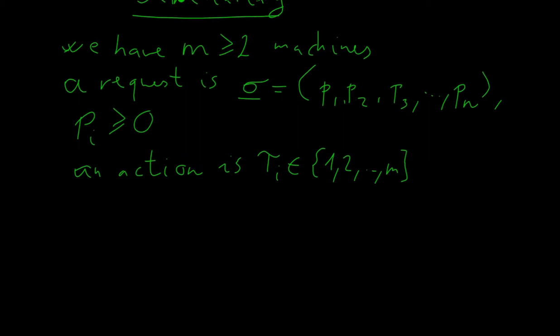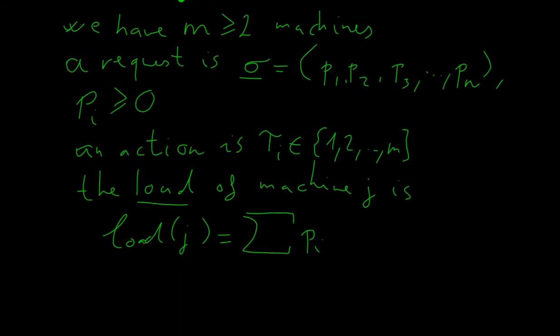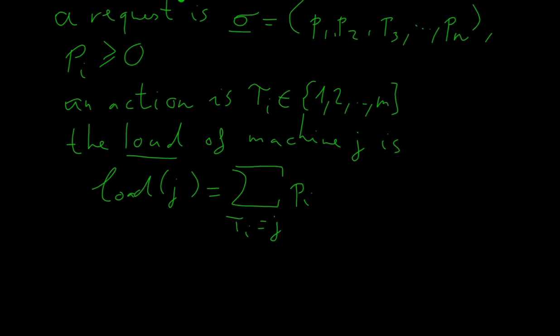And the load of machine j, usually I will index the jobs by i's and the machines by j's. So the load of the machine j is, say, load j, which is just the sum of the processing times of those jobs which were assigned to this specific machine, and the so-called makespan is the maximum load.